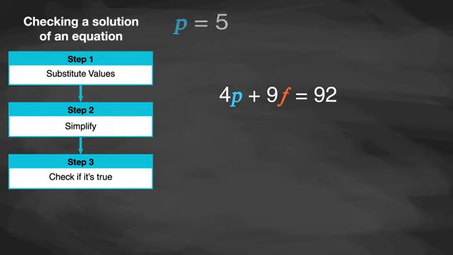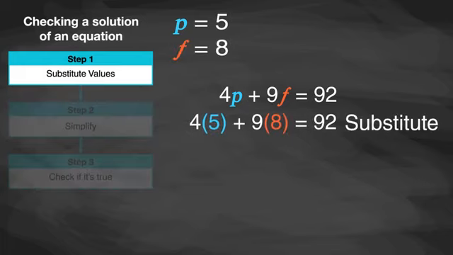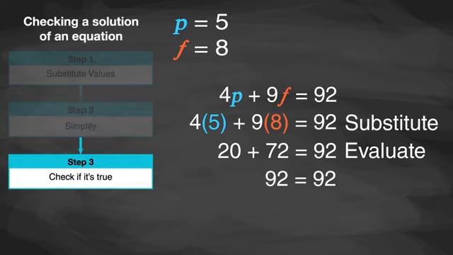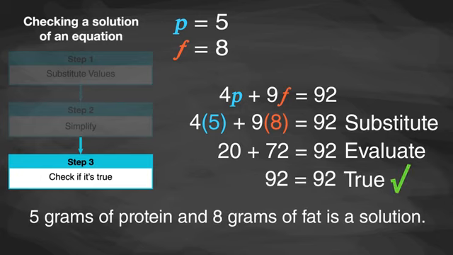Is 5 grams of protein and 8 grams of fat a solution? Substitute 5 for P and 8 for F into the equation. Evaluate. 4 times 5 is 20, and 9 times 8 is 72. 20 plus 72 is 92, so the last statement is true. 5 grams of protein and 8 grams of fat is a solution.